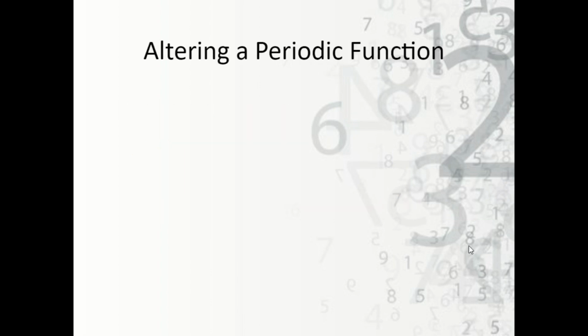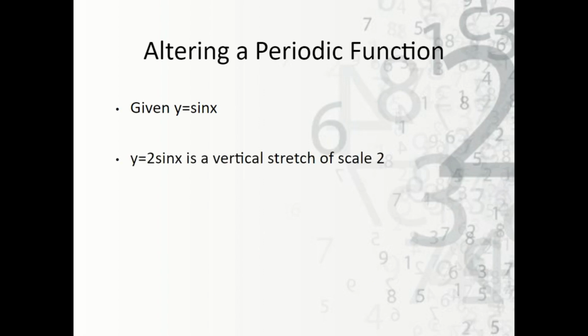Now, how do we alter a periodic function? So we start with y equals sine x, and if we were to take that and say y equals 2 sine x, that's going to cause a vertical stretch of 2. So now, instead of going up to 1, it's going to go all the way up to 2 and then come back down. Y equals sine x minus 1. So if we just take a minus 1 and add that to the end of it, that's going to shift it down 1. So it's going to take the whole thing and slide it.